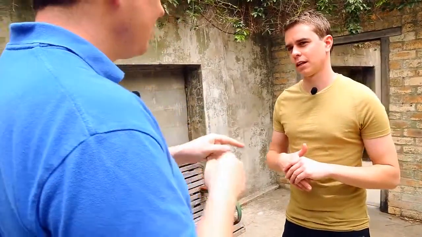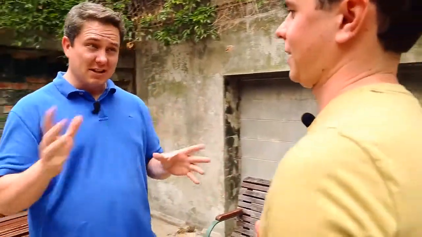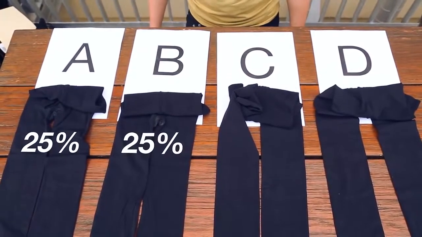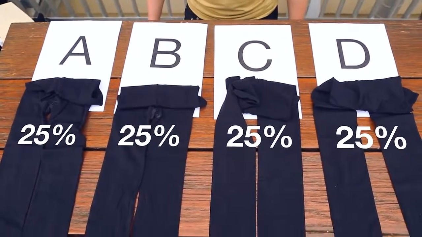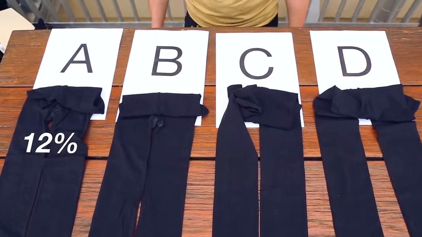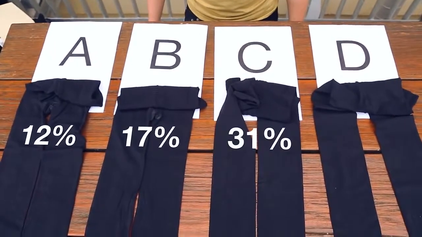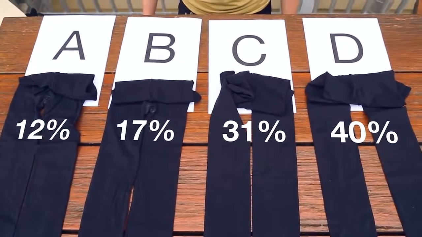So if they were selecting at random, then they should select A 25% of the time, B 25% of the time, and so on for each of the 4 pairs. That's what you might think, but what actually happened was people picked pair A 12% of the time, pair B 17% of the time, pair C 31% of the time, and pair D 40% of the time. So they had a massive bias.